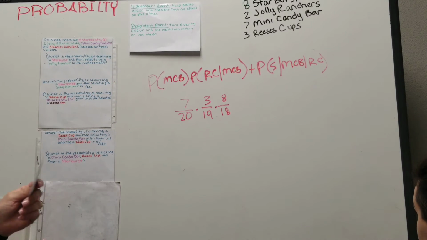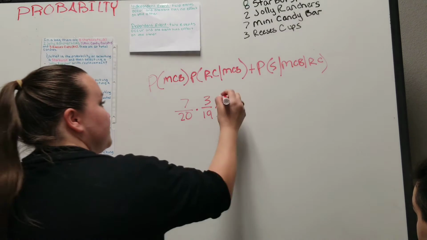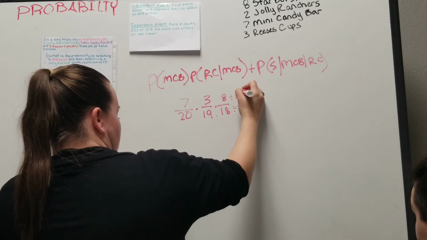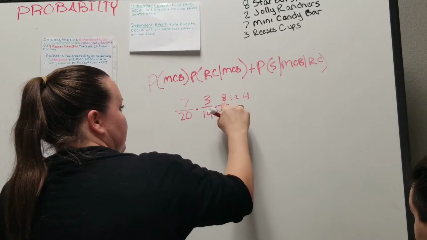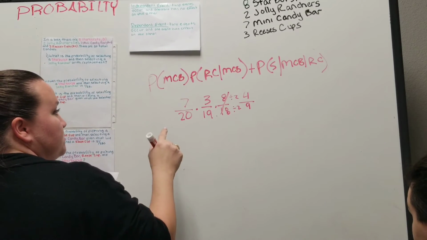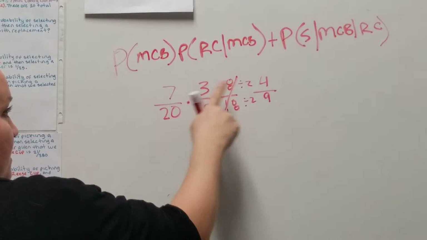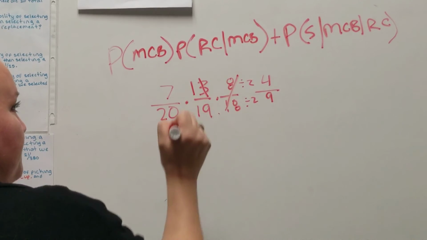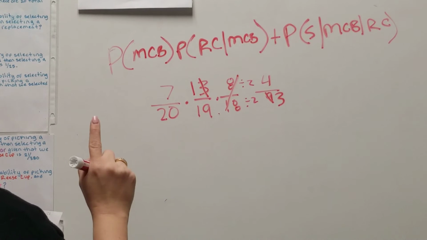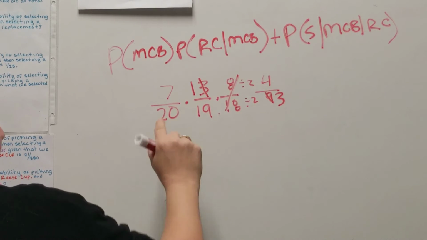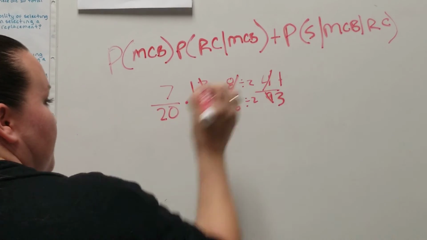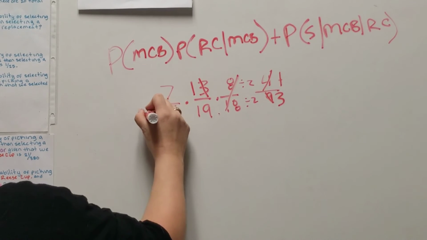Now we can simplify these fractions before we go on. So if we take 8 and 18 and divide by 2, we get 4. 2 goes into 8 4 times, 2 goes into 18 9 times. We can also take and reduce this 3 and this 9, so 3 goes into 3 1 time, 3 goes into 9 3 times, and our last that we have to do is 4 and 20, and we can divide them both by 4. So 4 goes into 4 1 time, and 4 goes into 20 5 times.